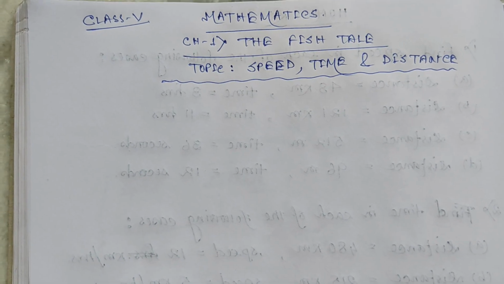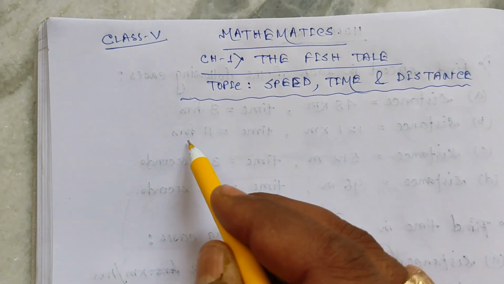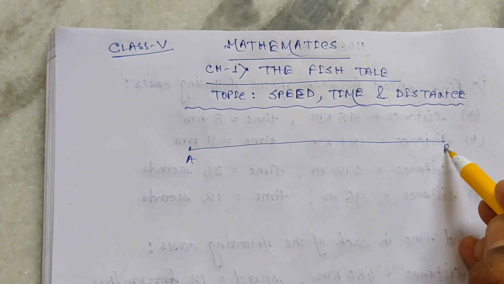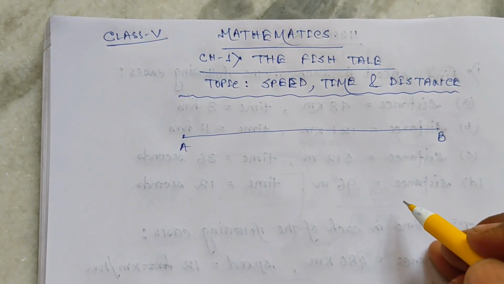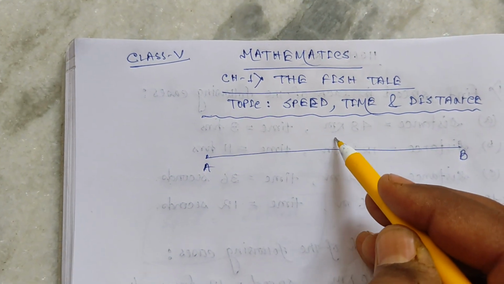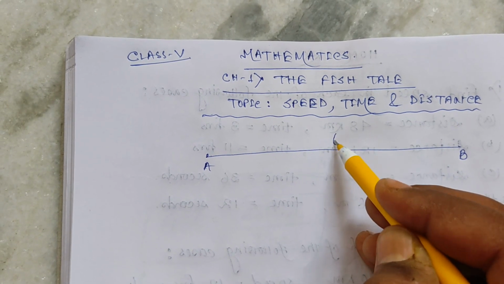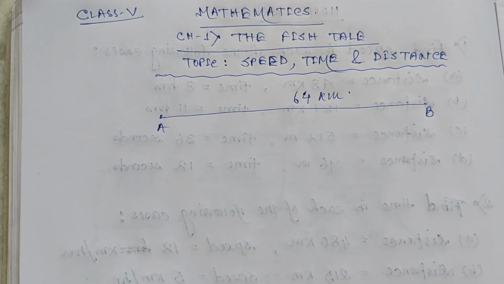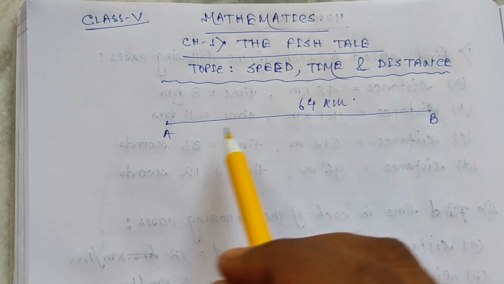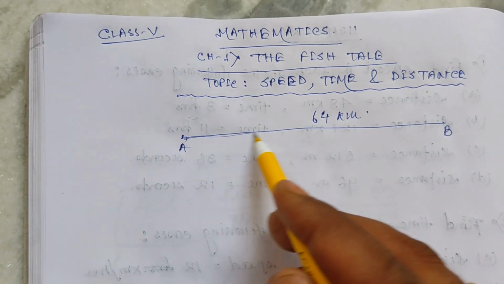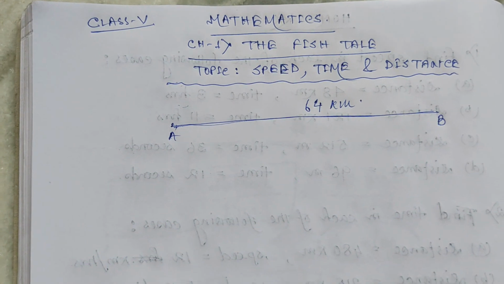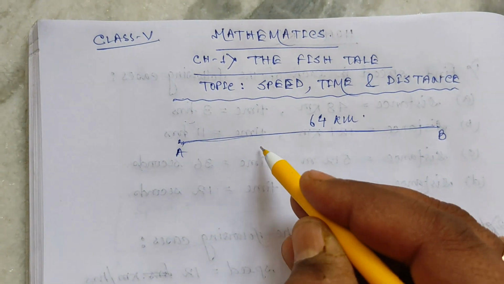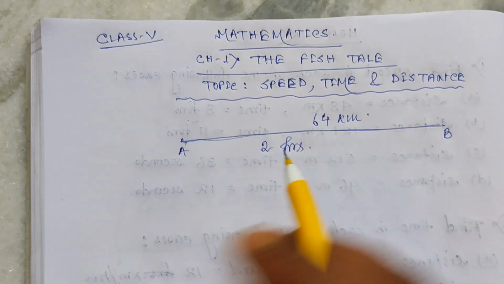So first of all, what is speed? Suppose a car is moving from point A to point B, and this distance is 64 kilometer. The distance between A and B is 64 kilometer. And the total time taken by the car to cover the distance is, suppose, 2 hours.